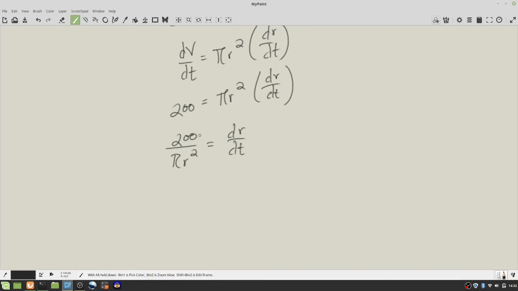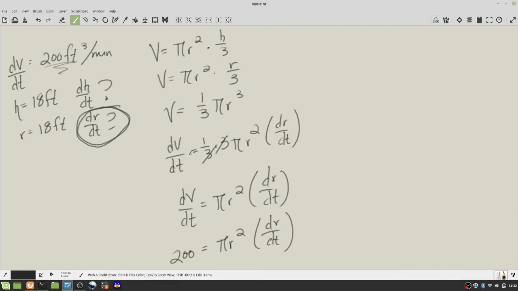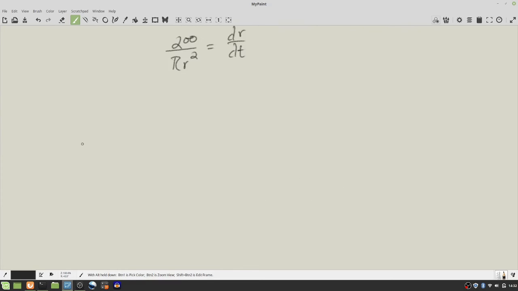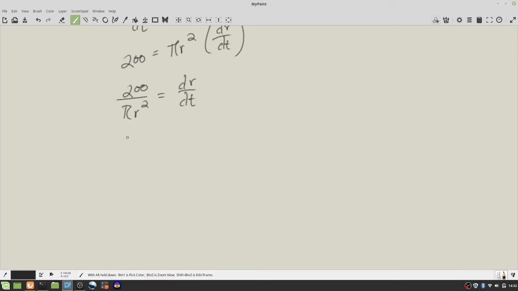We've now solved for dr dt, but we still have a variable in here, r. Well, again, this was actually given to us. The question asks for when it is equal to 18 feet, right? So we can actually plug that in now. And I've already done this math, so it's 200 over pi times 18 squared equals dr over dt. Well, 18 squared is 324. Again, I've done that already. So we have 324 pi equals dr dt.